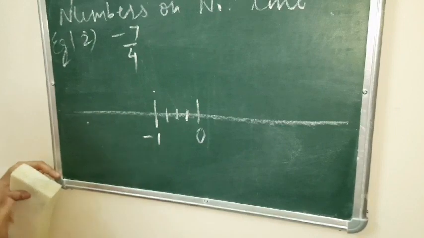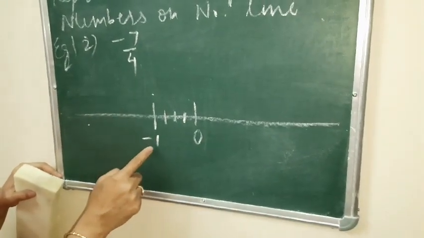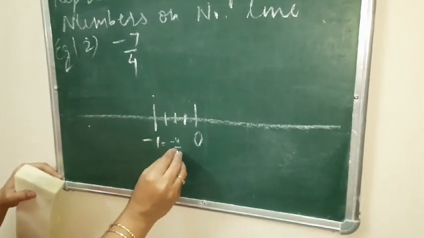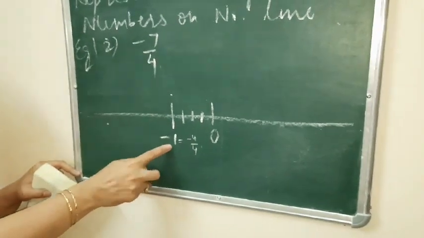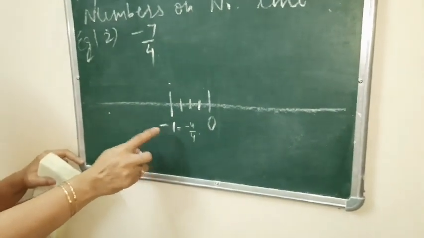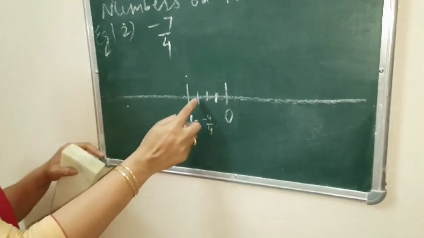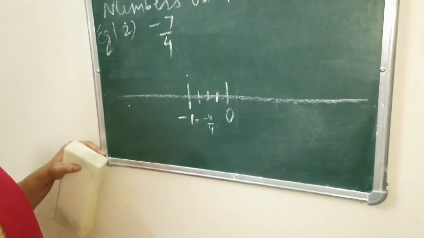Because your number was negative, we are moving to the left side. So this line will be called minus 1, or you can say minus 4 upon 4. This you don't have to write, just for explanation. You will write only minus 1. That means this is minus 1 by 4, minus 2 by 4, minus 3 by 4, minus 4 by 4. But we have not got the answer. The answer is minus 7 by 4.